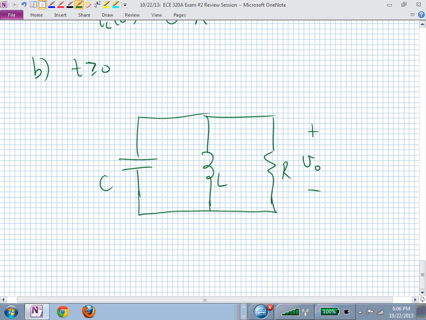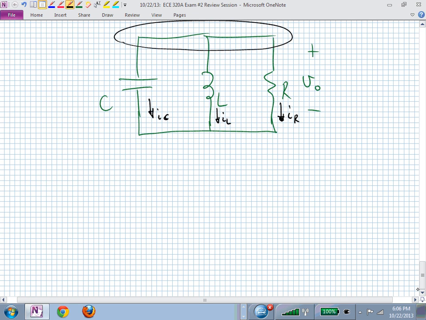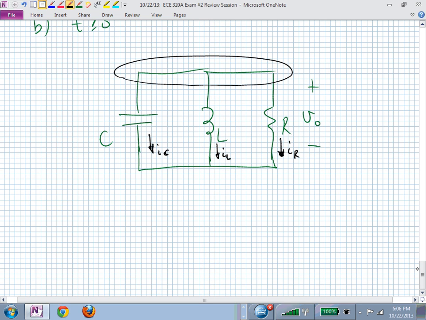And now we could say, well, to analyze that, why don't I just write a KCL? I could think of this current, I sub C. I could think of this current, I sub L, and I could think of this current, I sub R. And ideally, I would find those in terms of V naught. Meaning from KCL, for t non-negative, I know that I sub C of t plus I sub L of t plus I sub R of t is equal to 0.